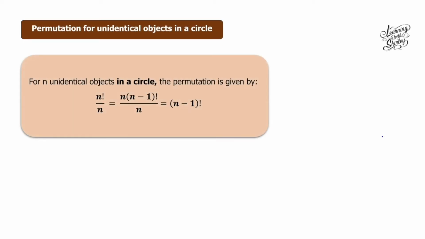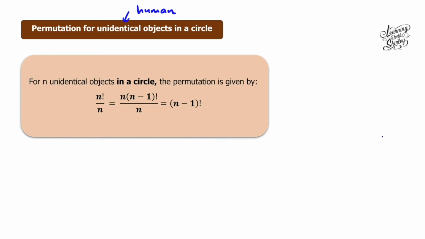In today's video, we'll be learning about permutation for unidentical and identical objects in a circle, as well as solving problems in self-exercise 4.2. Okay, we start off with the permutation for unidentical objects in a circle. So unidentical objects, for example, are humans, or pupils, or workers.